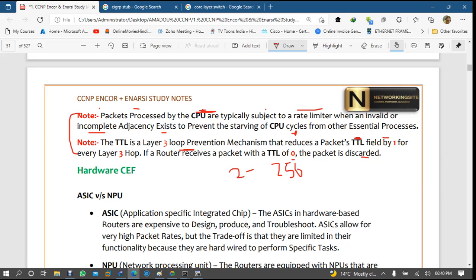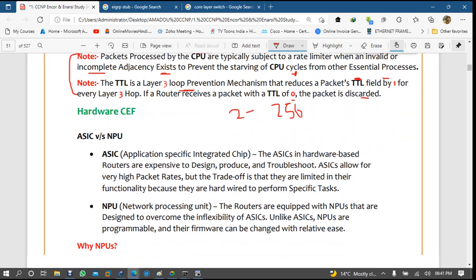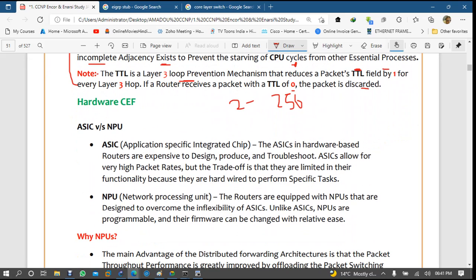I'm saying that when problems related to stuck in active come towards your CEF, your CEF always uses this TTL prevention mechanism. Simple. Now that was related to software CEF. If I'm talking about hardware CEF, hardware CEF is divided into two parts: one is the application specific integrated circuit, and the second is the network processing unit.